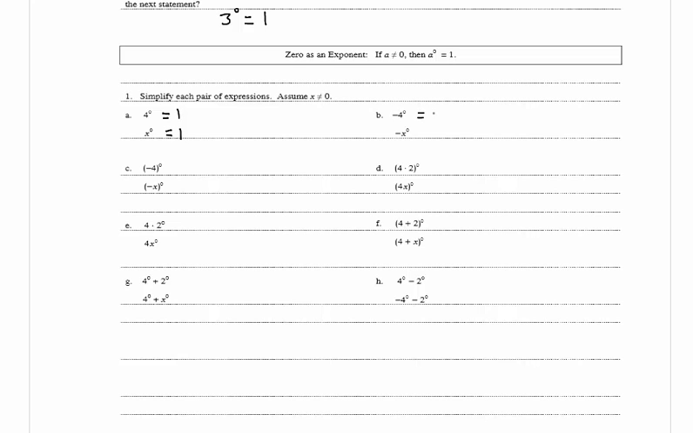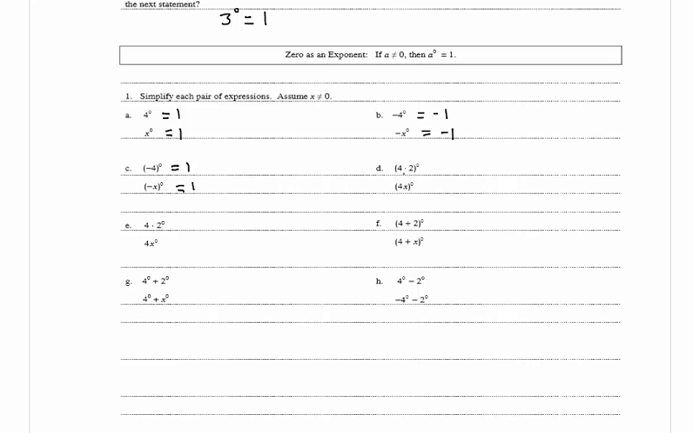So we have negative 1 because 4 to the 0 is equal to 1, and then we have the negative out front. And again, with negative x to the 0, the negative is not inside parentheses. So we're going to have x to the 0 is equal to 1, and we have a negative out front. So we have negative 1. In C, we have negative 4 in parentheses raised to the 0 power. So now that the negative is inside the parentheses, negative 4 to the 0 power is equal to 1. And negative x to the 0 power is also equal to 1.